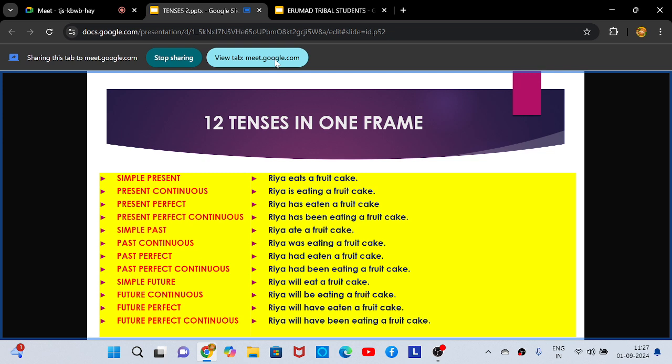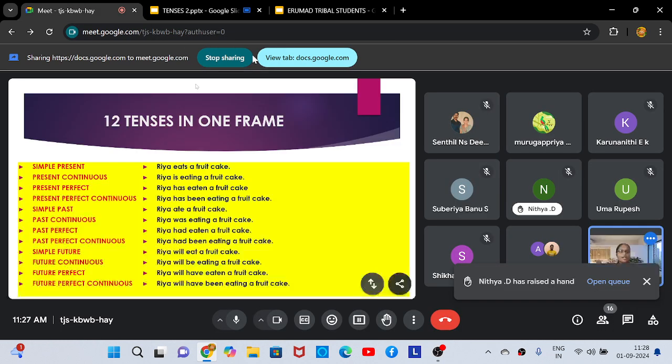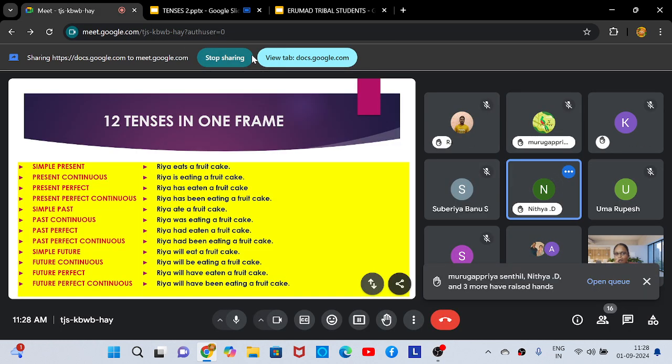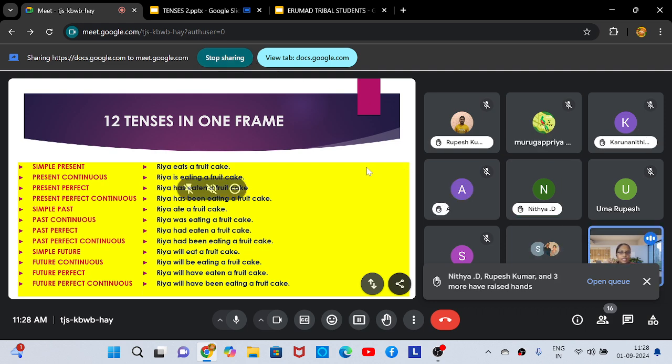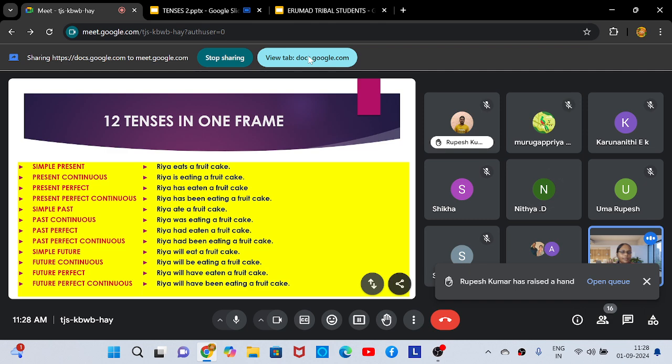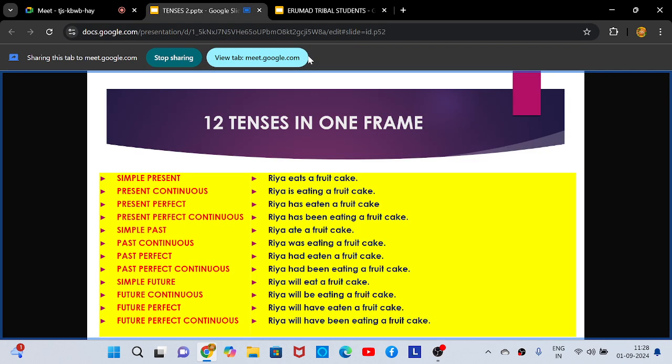So I want somebody to read the tense name and the sentence also. Who can do that? Okay, 6 divide பண்ணிக்கலாம். First 6 Aradhana can read, next 6 Murugapriya can read. Okay, so Aradhana you can read till past continuous. You can start.